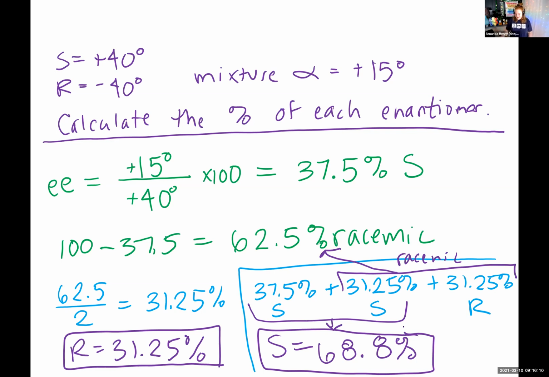Questions about that math, the numbers? For when you did the equation, you used plus 40 because it was on the positive side, correct? Right. Because our mixture was positive, I used the positive rotation. Got it. Okay, thank you. Any other questions about that? Okay.